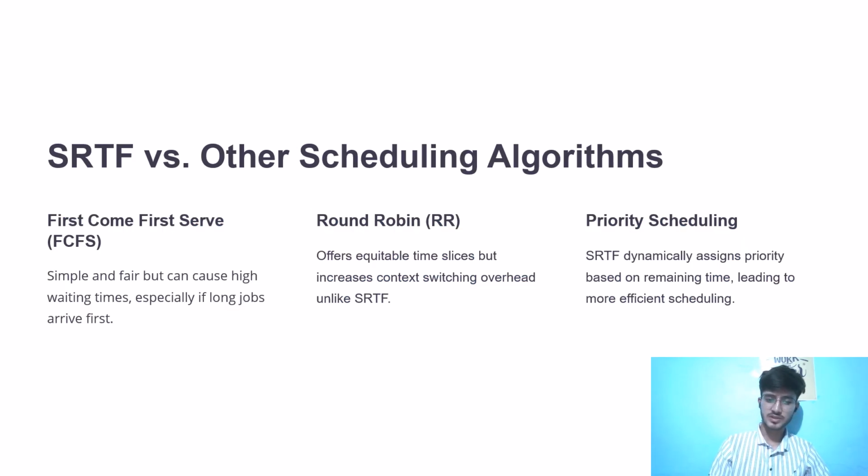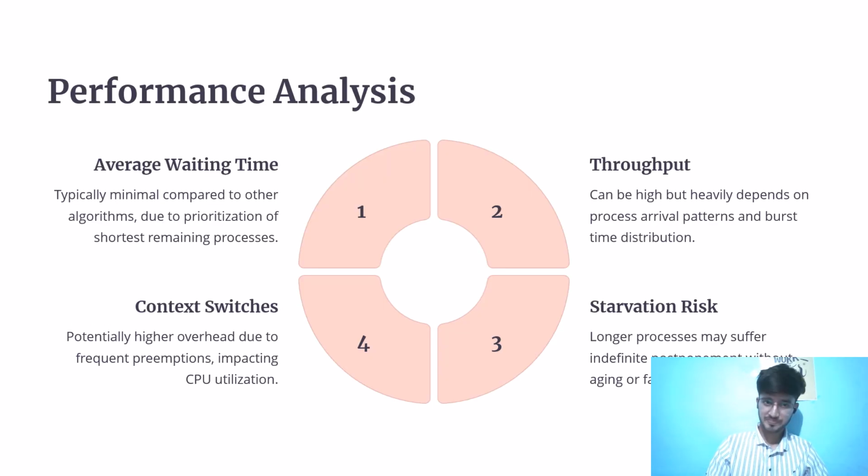SRTF versus other scheduling algorithms: first come first serve, round robin, and priority scheduling. Let's see first come first serve. It is simple and fair, but can cause high waiting times, especially if long jobs arrive first. That means if a long job arrives, the waiting time will be high for first come first serve. Then round robin offers equitable time slices but increases context switching overhead, unlike SRTF. Then priority scheduling: SRTF dynamically assigns priority based on remaining time, leading to more efficient scheduling than priority scheduling.